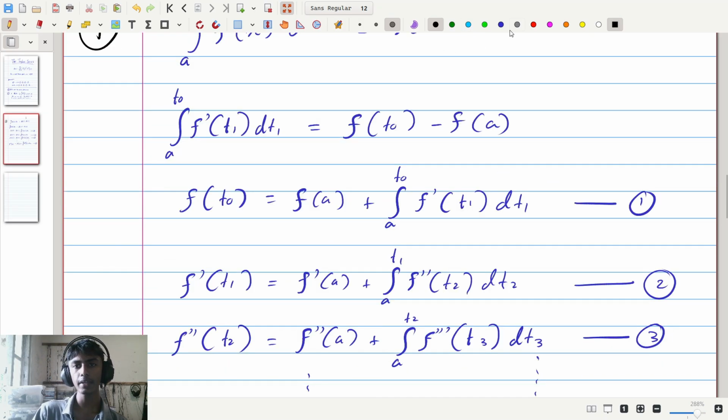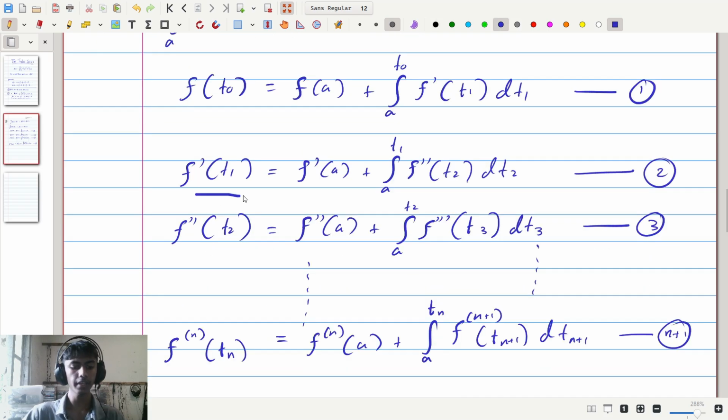Any nth derivative evaluated at any value is going to be that function evaluated at some other value which we are going to be calling a, plus the integral from a up to our required value of that function's derivative. Here we have the first function f, its value at t0 is going to be its value at a, plus the integral from a to t0 of its derivative. Similarly, its derivative is going to be its derivative evaluated at a, plus the integral from a to the corresponding input value of its derivative, and so on. This is our first lemma.